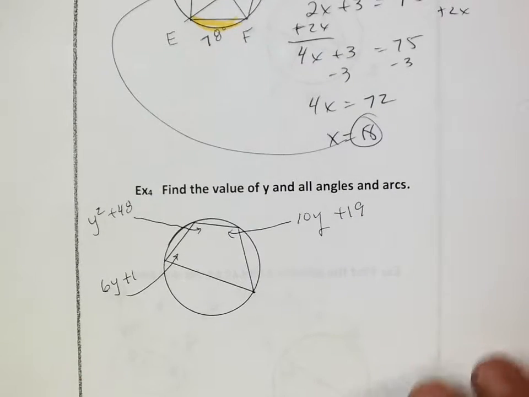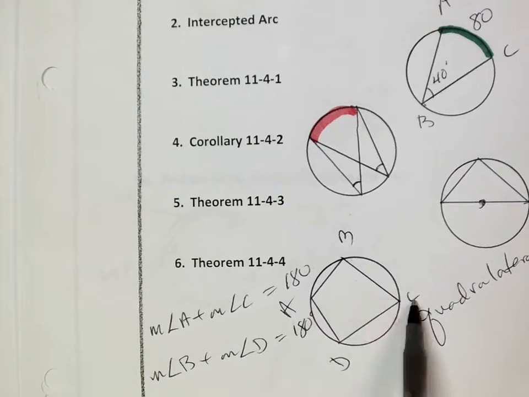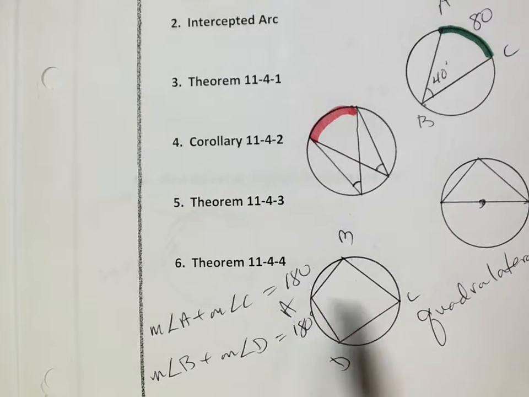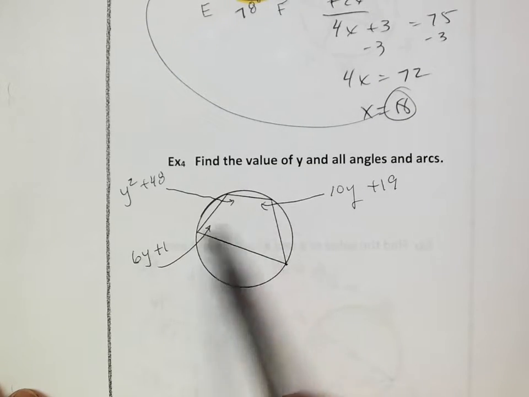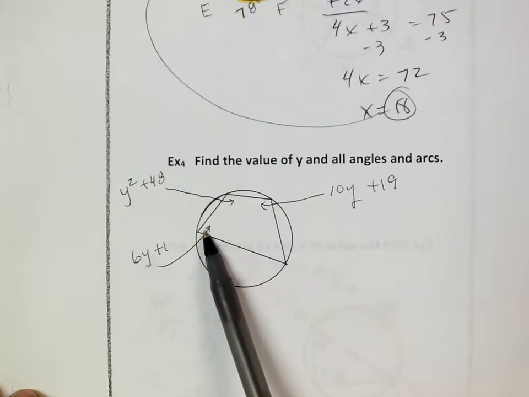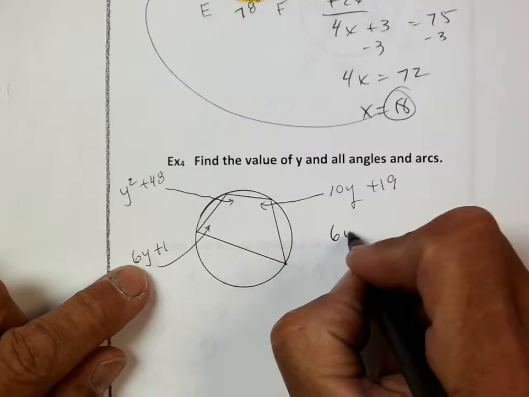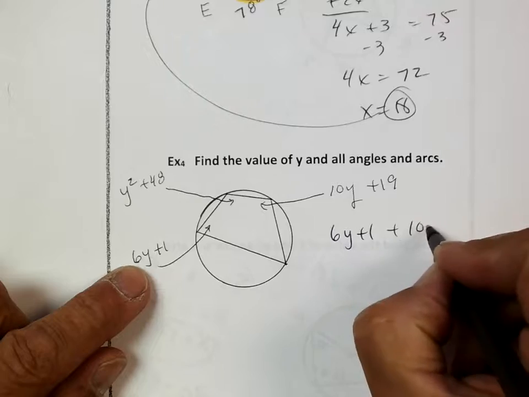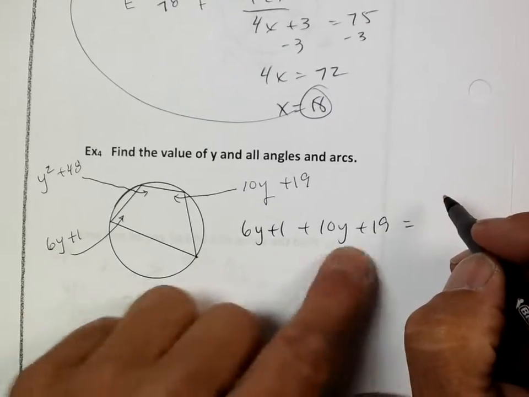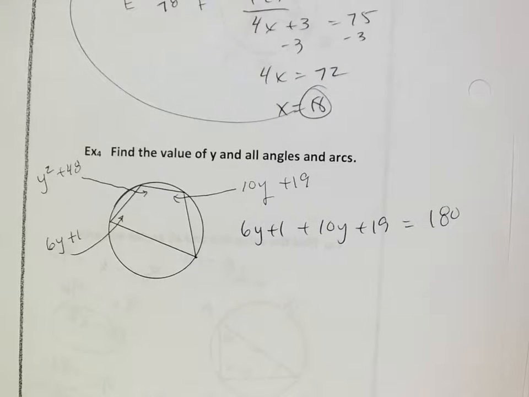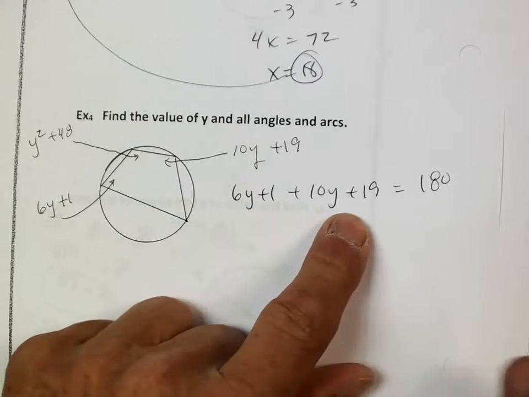Okay, example 4. Here's what I know from my reading: opposite angles are supplementary. I don't know anything about this angle, but I know these two angles right here have to be supplementary. So I'm going to take my 6y plus 1, add it to my 10y plus 19, and set those equal to 180 degrees. So this angle plus this angle equals 180.